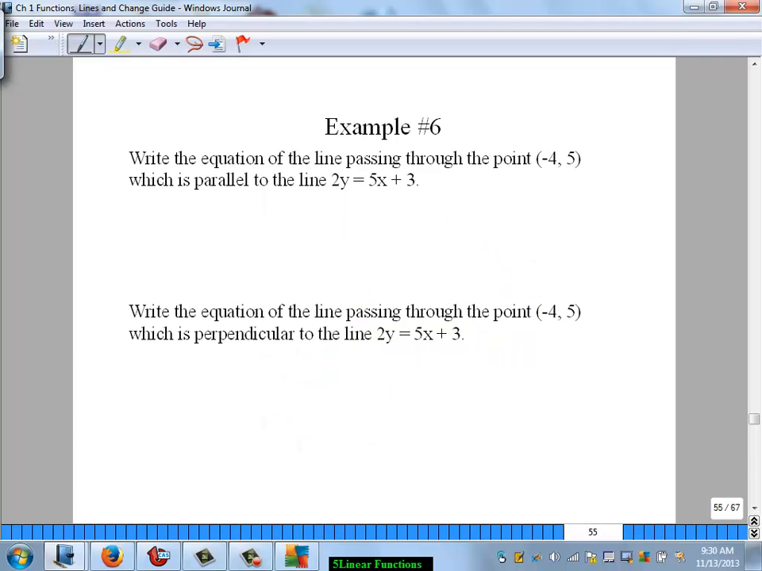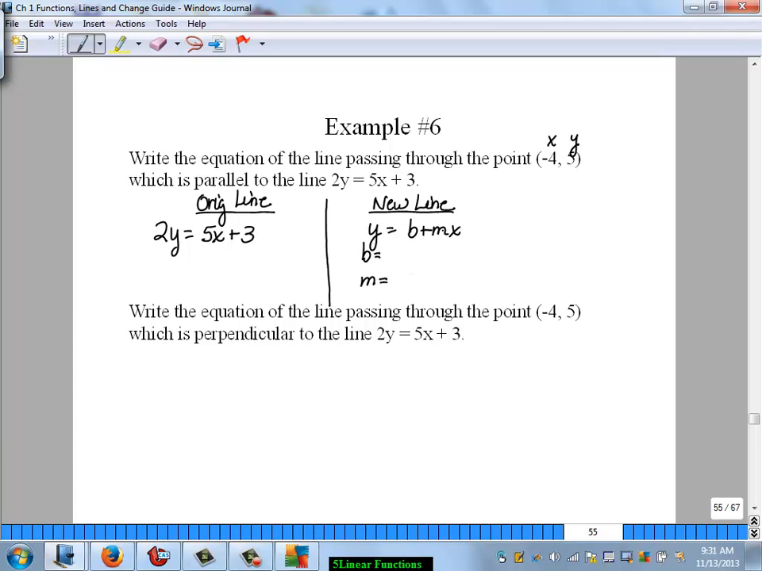Let's do a couple more examples. It says, write an equation of the line passing through this point which is parallel. So this is what I want you to do. I actually split this up because it kind of confuses people. I want it to pass through the point x, y, and they give you this equation. So here is my original line and here's my new line. They give you your original line, which is 2y equals 5x plus 3. And I want to come up with a new line, which is y equals b plus mx, but I have to find the b and the m of my new line.